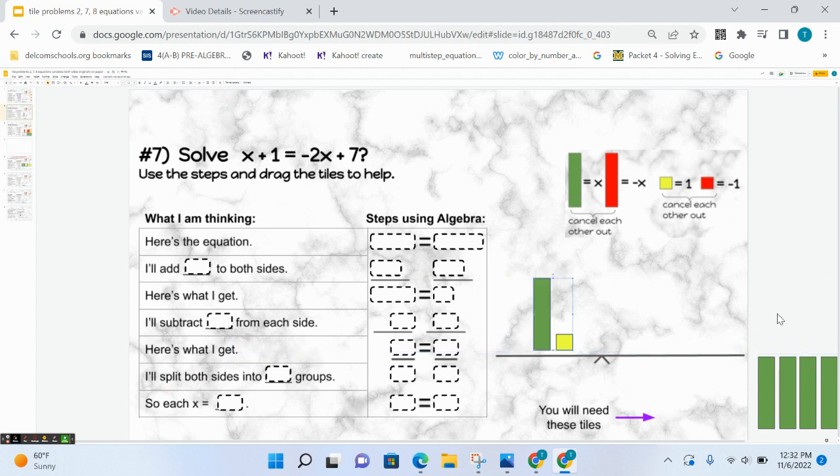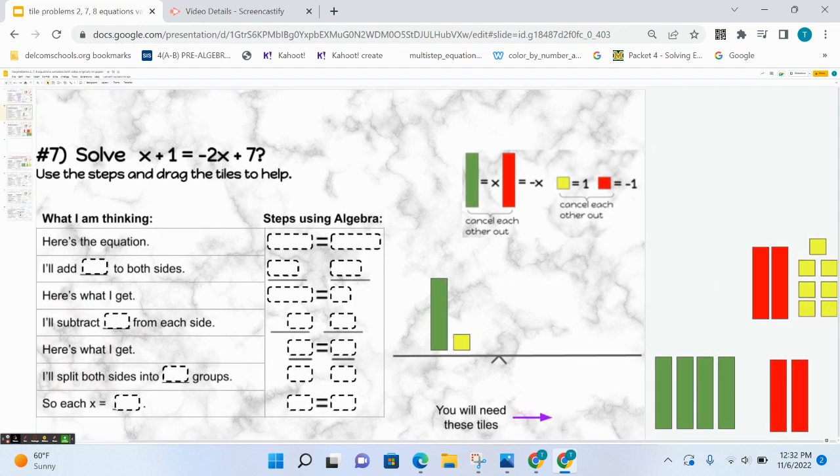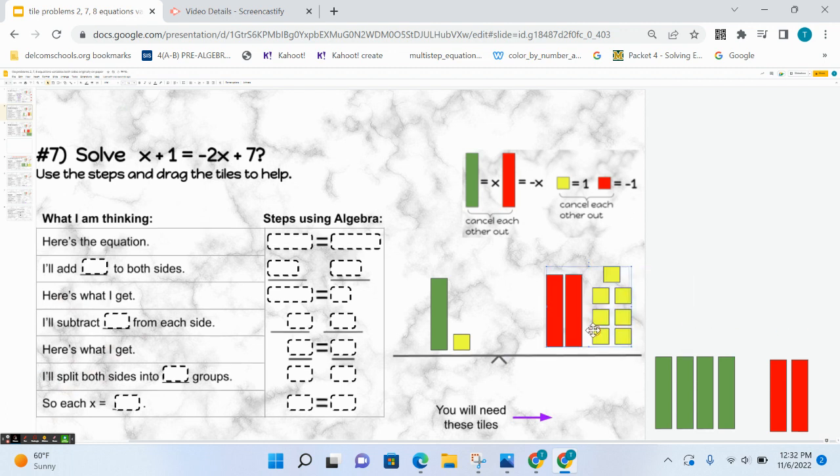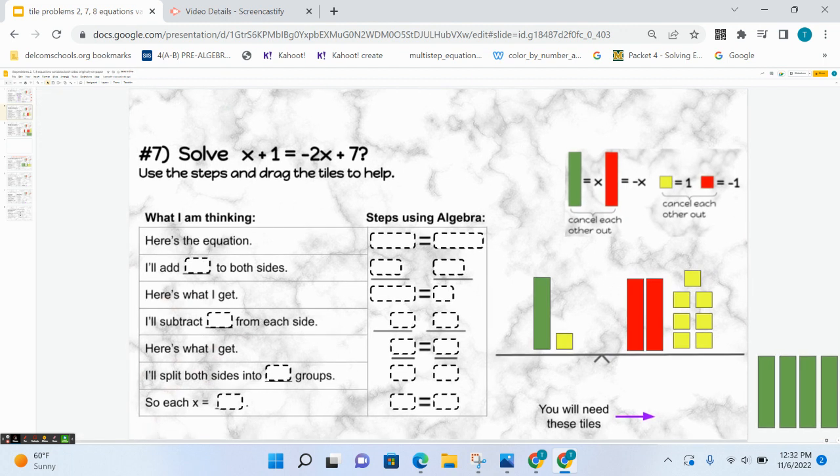Okay, x plus 1. x is a green rectangle. 1 is just a positive charge, so that'd be 1 yellow. When you do negative 2x plus 7 on the right, remember that anything negative is red. So negative 2x would be 2 red x's, 2 red rectangles. And then next to it, you've got a positive 7. So you'd be dragging up these tiles when you do this problem.